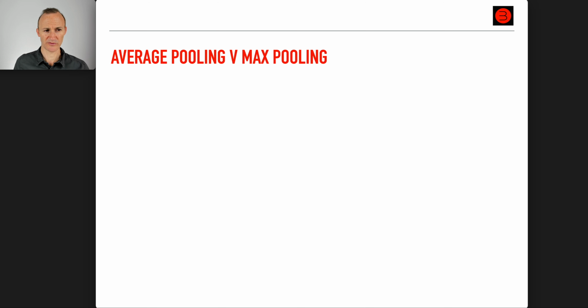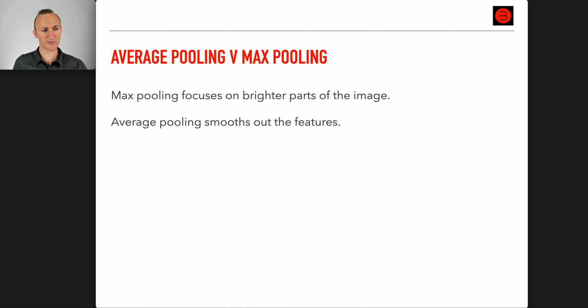So what about average pooling versus max pooling? Well, max pooling focuses on brighter parts of the image, right? Because it gives you the max. And average pooling smooths out the features. If you're looking for more subtle features, you should try average pooling. And again, the name of the game for us is going to be experimentation. These are things that we can try and see the results. Sometimes results go with your intuitions and sometimes they don't.